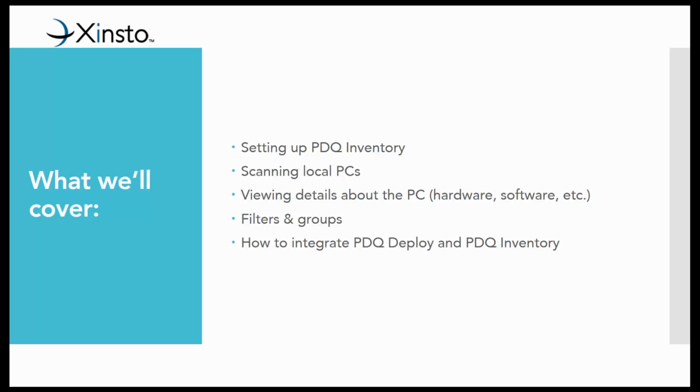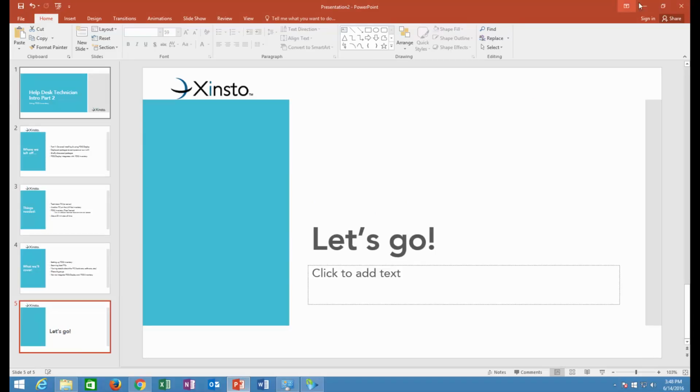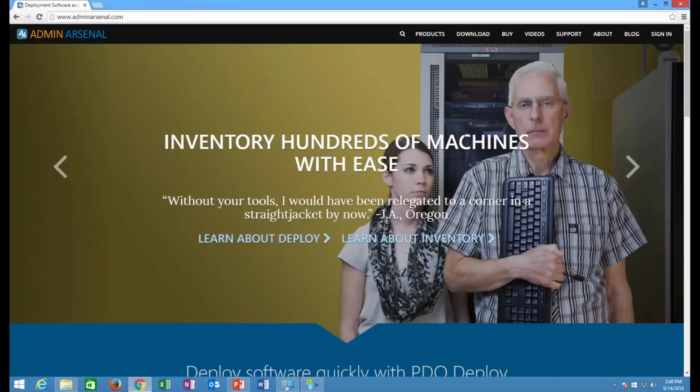So what we're going to cover: quickly setting up PDQ Inventory, scanning local PCs, viewing details about the PCs, how to create some filters and groups, and how to integrate PDQ Deploy and PDQ Inventory. So let's go. Alright, so here I am on our technician machine. Already had it open. Like I said, we're going to make things go by a little bit quicker.